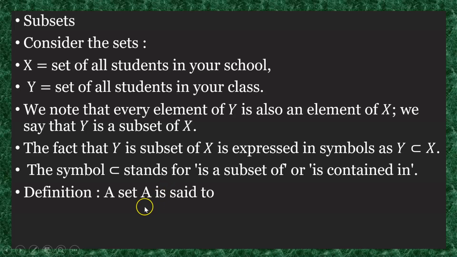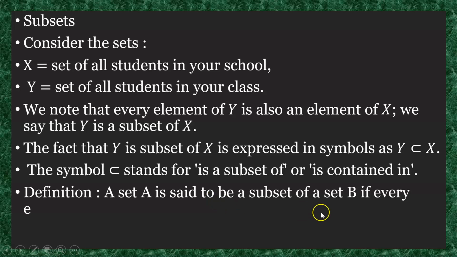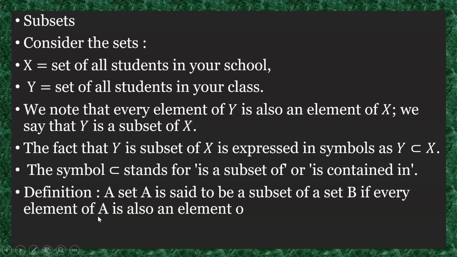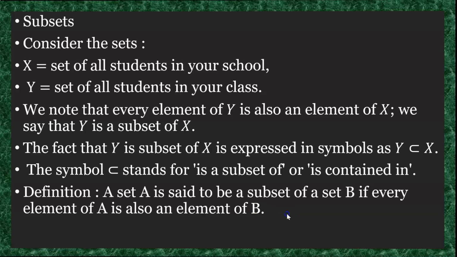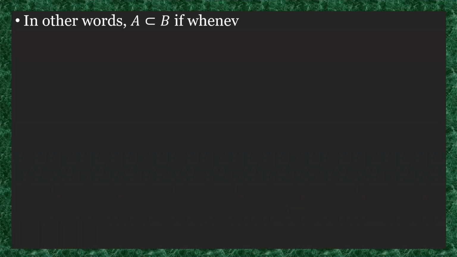Definition. A set A is said to be a subset of B if every element of A is also an element of B. In other words, A is a subset of B if small a belongs to A, then small a also belongs to B.